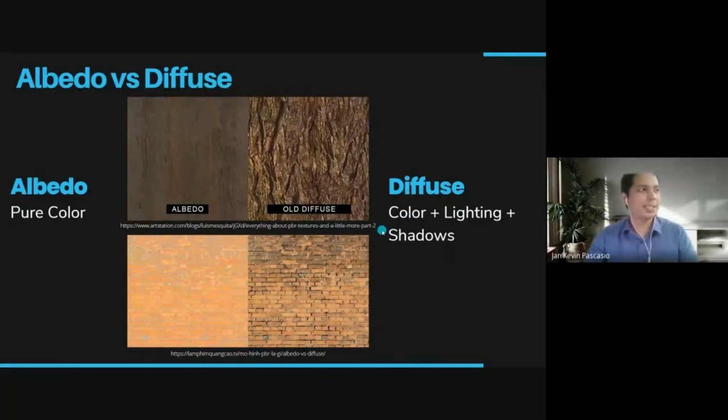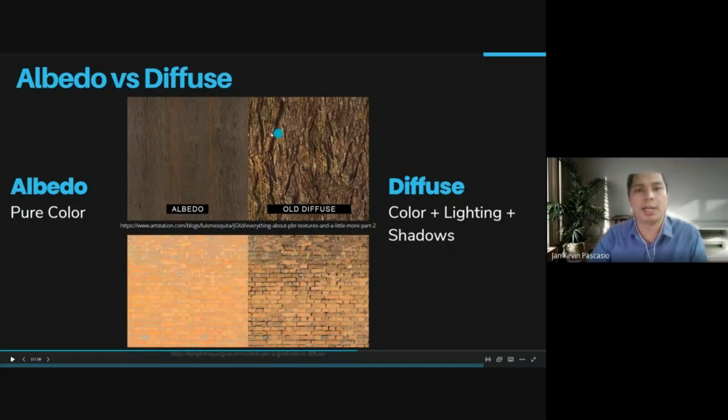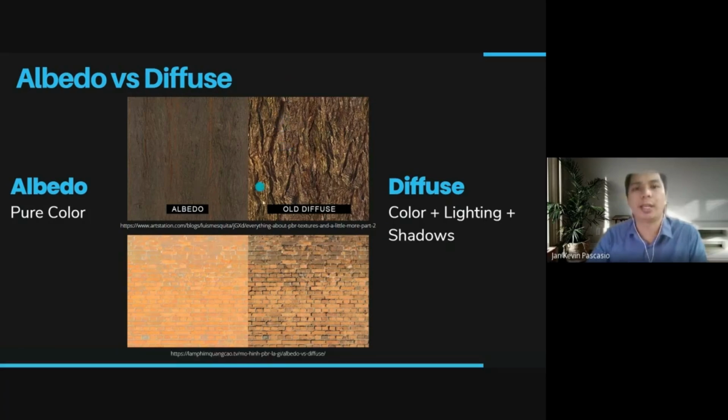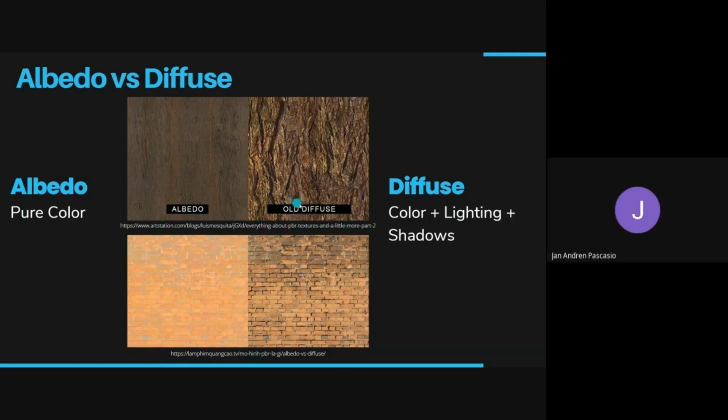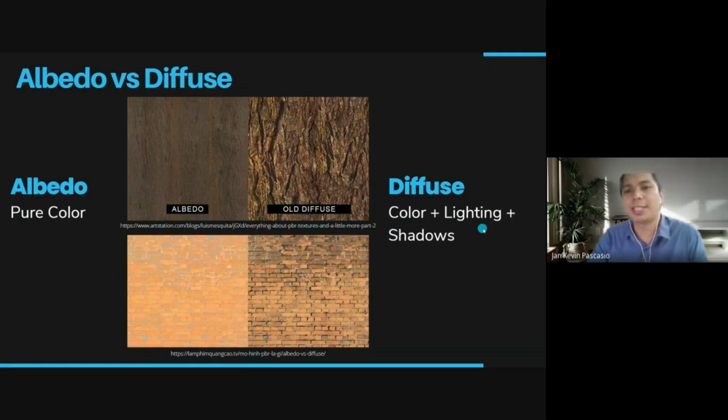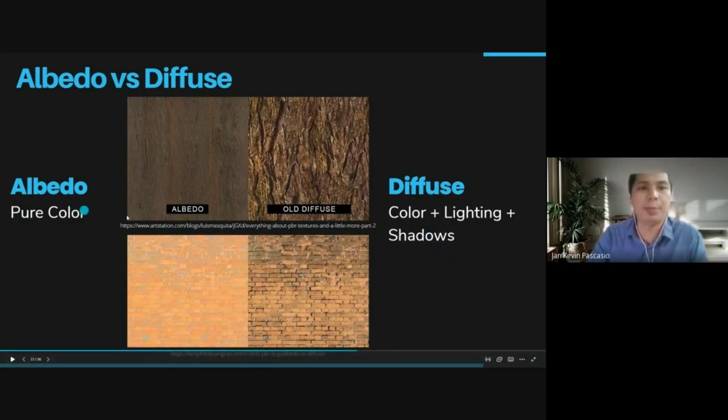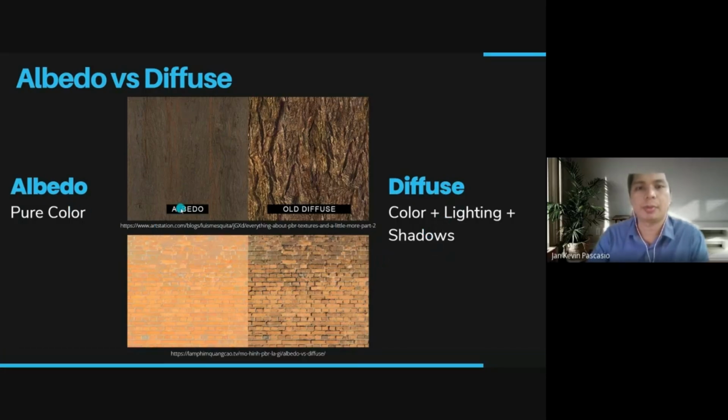When you take an image through your camera, it's diffuse already because it captures all the shadowing, the grooves and bumps. So it's color plus lighting and shadows, the brightness and the shadows are there. But albedo is just pure color.